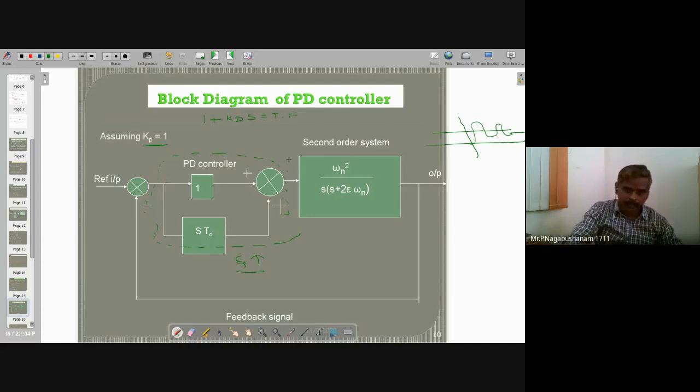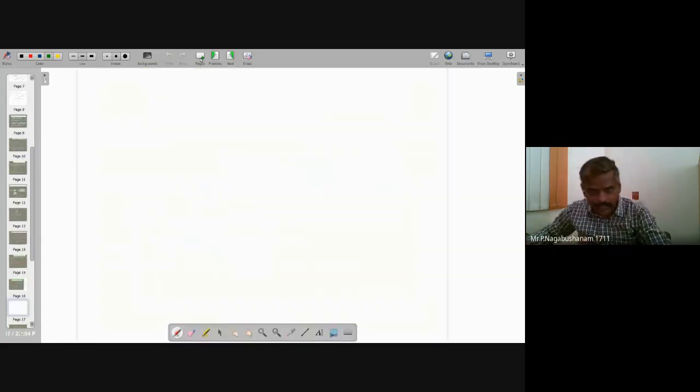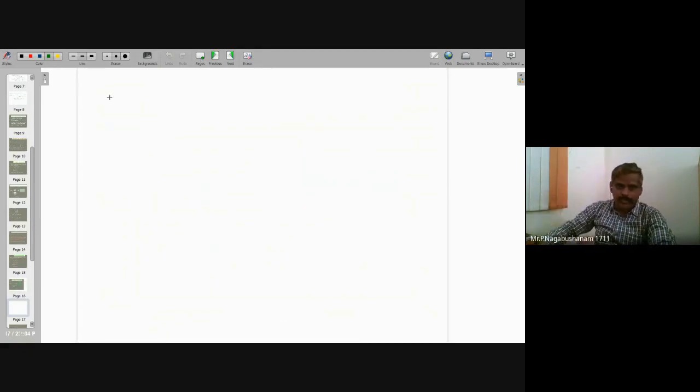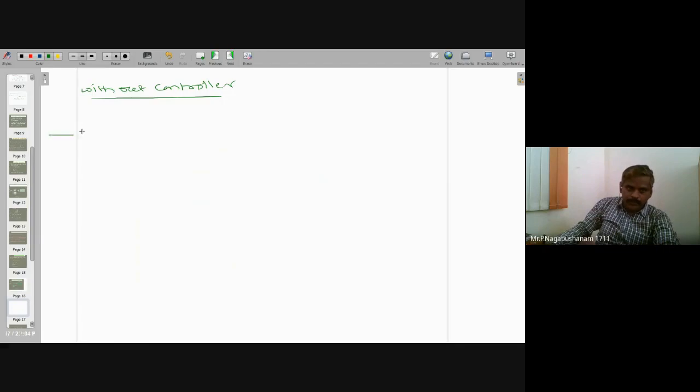Let me introduce one page. Now we'll start with controller, without controller. Let me start first without controller. How we are going to increase the zeta, we will see by comparing these two. Without controller means a general second order system. It is a summing point. General second order, closed loop second order system. Taking the block diagram first.